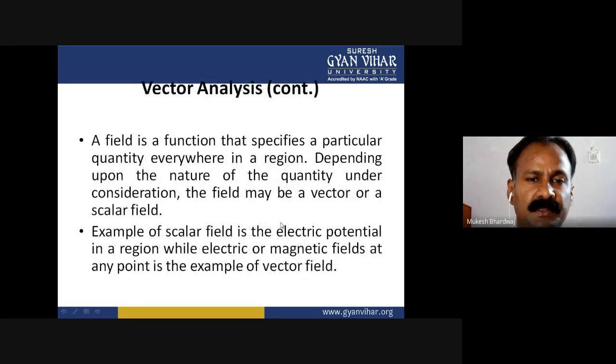A field is a function that specifies a particular quantity everywhere in a region. Depending upon the nature of the quantity under consideration, the field may be a vector or scalar field. An example of a scalar field is electric potential in a region, whereas electric or magnetic fields at any point are examples of a vector field.